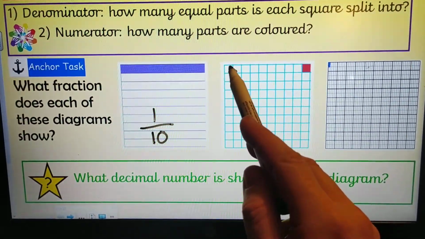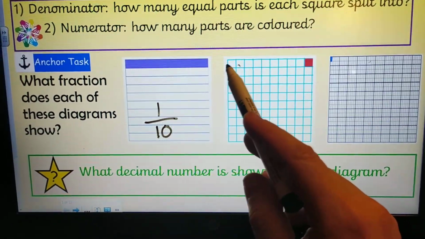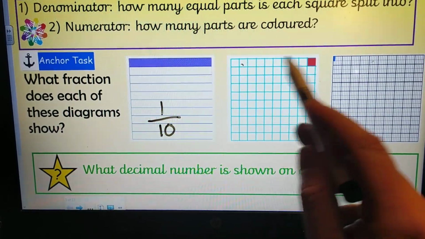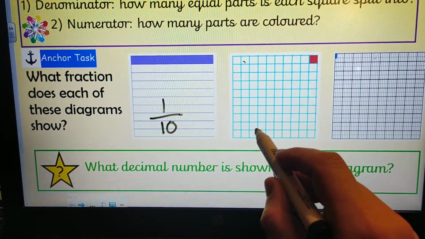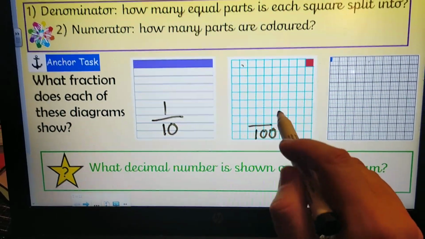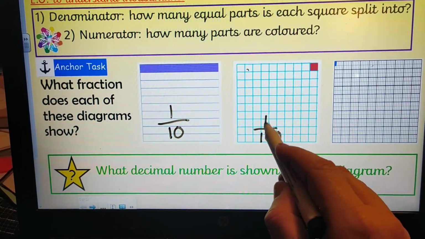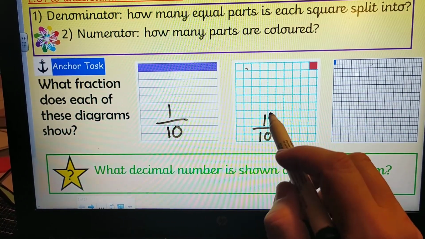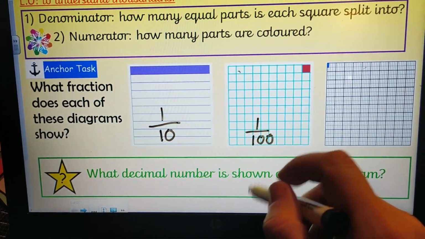On the middle one here, there's 10 going across and 10 going down. So if I do 10 times 10, that gives me 100. So I've got 100 equal parts, and one of those is shaded in again. So we've got 1 out of 100.